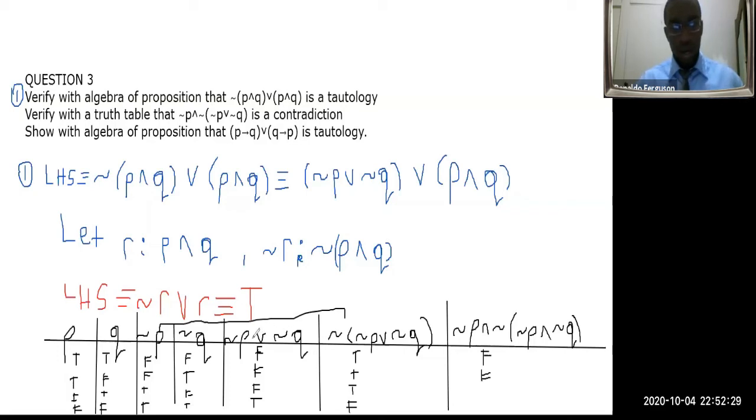Not P or not Q. Not P, false or false is false. False or true is true. False or true is true. Then true or false is true. Right here should be true. This one right here should be true. That right here should be true. And then the negation of true. Negation of true is false.